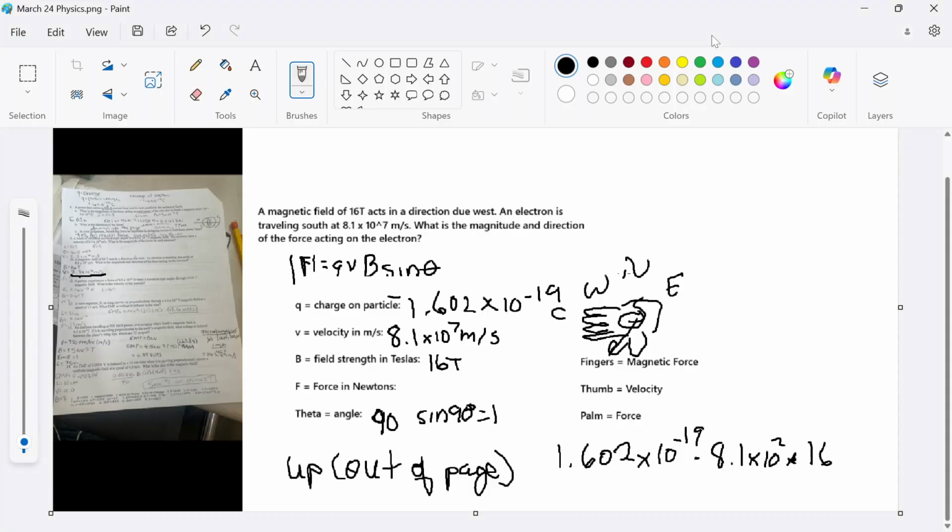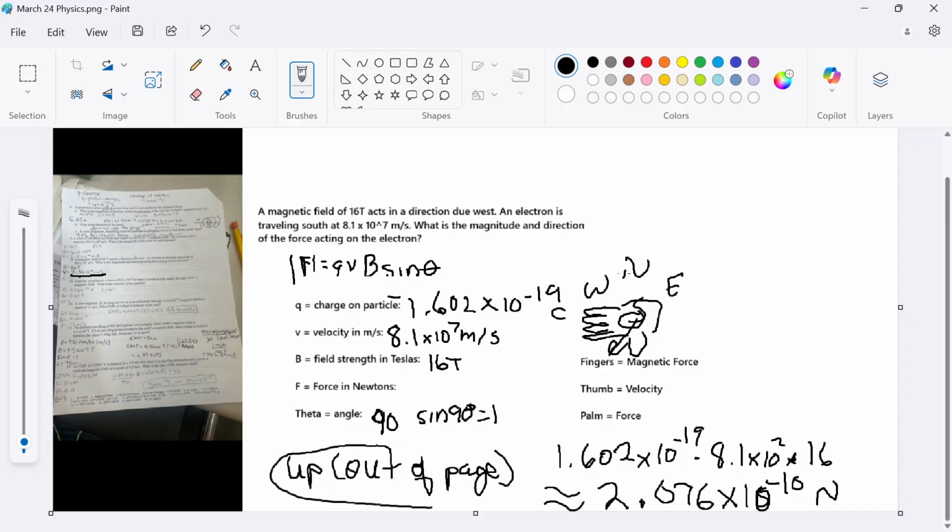2.076 times 10 to the negative 10th. Approximately 2.076 times 10 to the negative 10 newtons. That's supposed to be a 0. Times 10 to the negative 10 newtons. So the direction is up, out of the page. The magnitude, 2.076 times 10 to the minus 10th newtons.